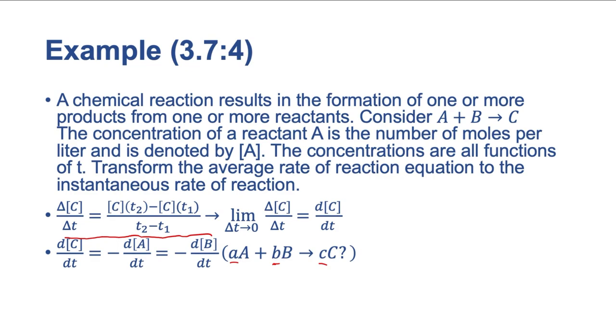And to accommodate for this in our instantaneous rate of reaction, we can say negative 1 over A d concentration A with respect to time equals negative 1 over B d concentration B with respect to time equals 1 over C d concentration C with respect to time. Alright, so that's our first example. Let's do a little bit more involved example now.